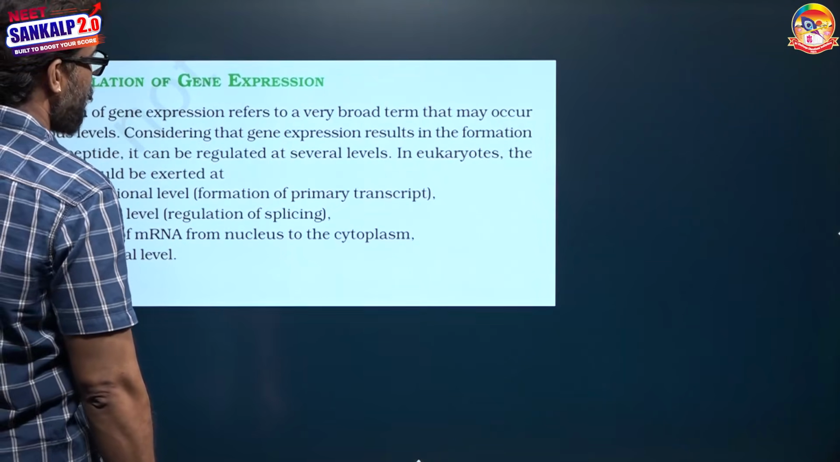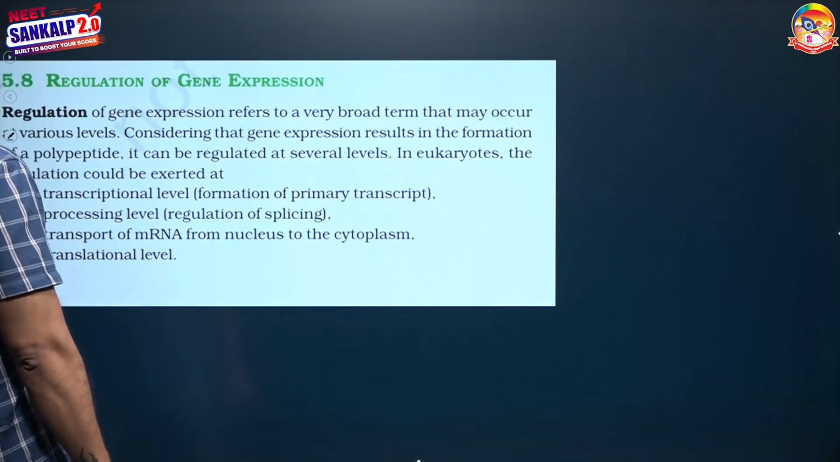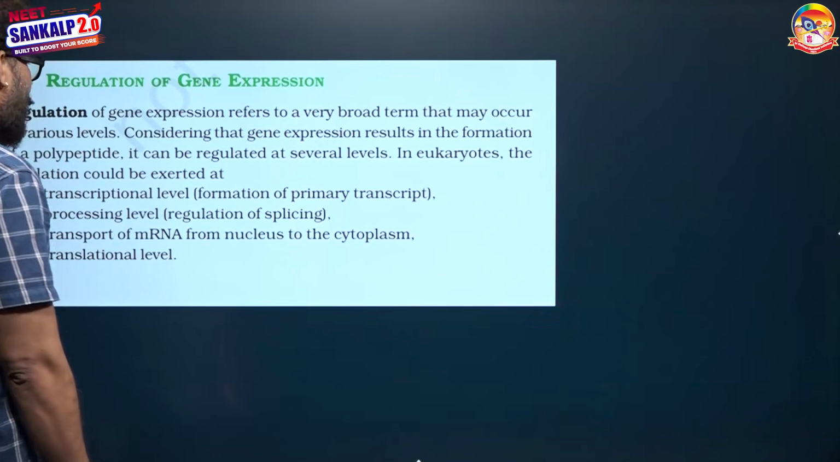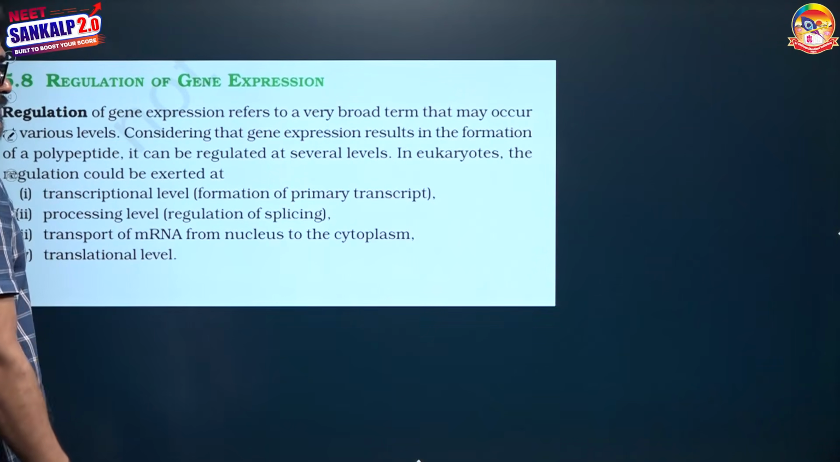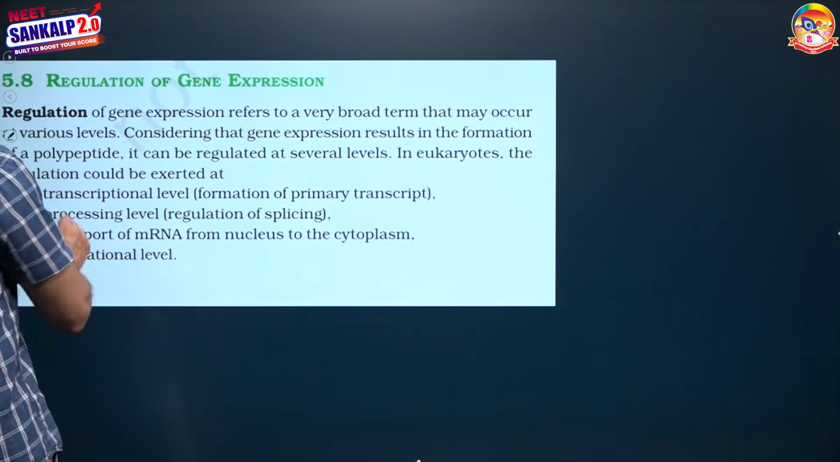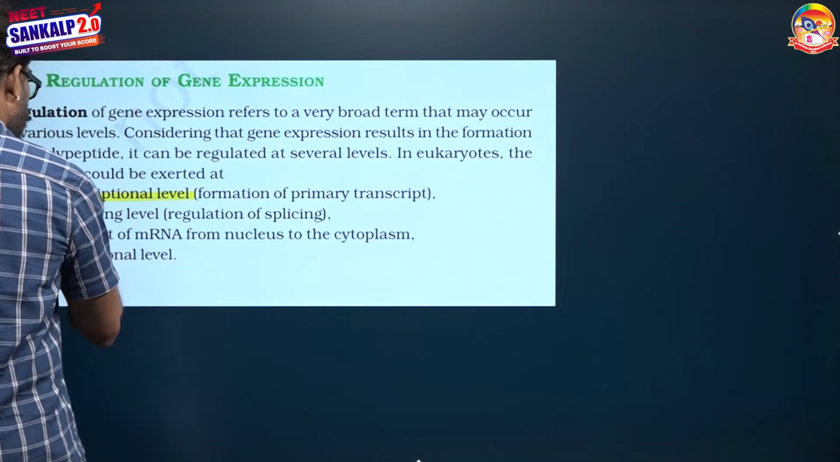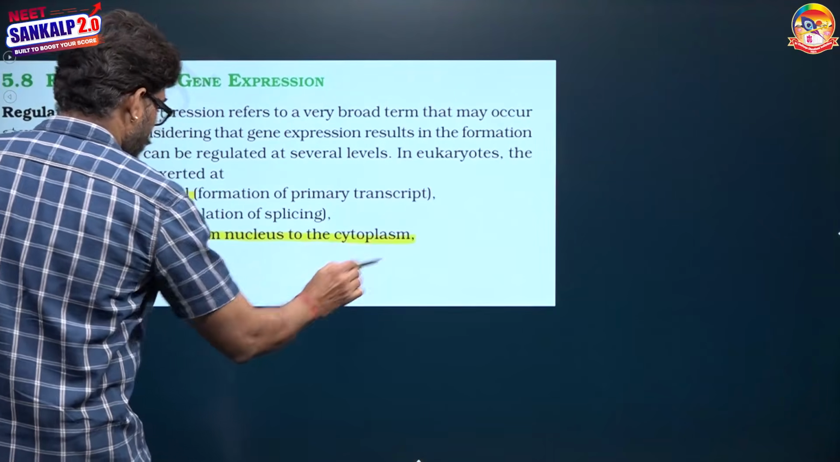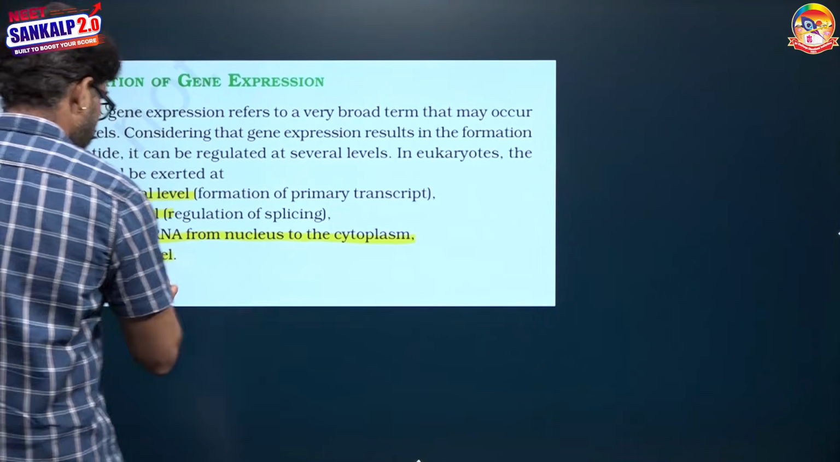Gene expression refers to a very broad term. Gene expression results in the formation of a polypeptide. It can be regulated at several levels. In eukaryotes, at the transcription level, at the processing level, at the transport of messenger RNA from the nucleus to the cytoplasm level, and at the translation level.